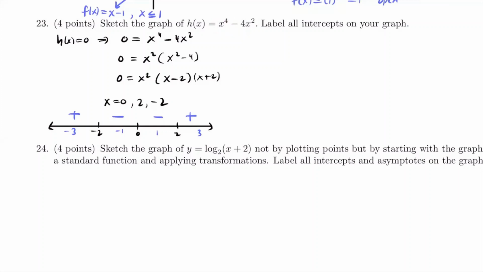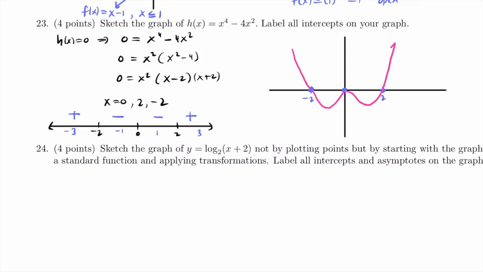Now let's put this in our xy plane. Here's our xy plane, and here are the zeros: negative 2, 0, and 2. Positive means you're above the x-axis, negative means below. So here we are above, then here we're below, and then here we're below, and then above. That will be the picture roughly sketched for this function. So here you go, this is our final sketch.